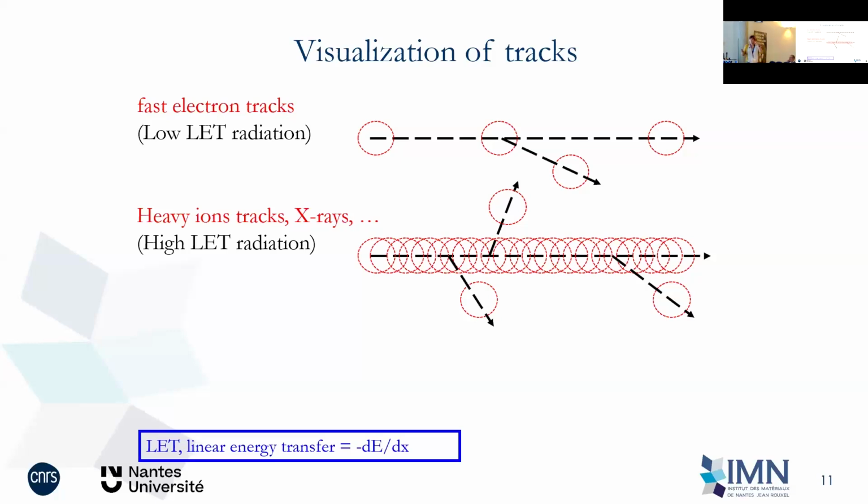Okay, so there are two different types of radiation when it comes to this behavior. One is called low linear energy transfer radiation, and those are electrons. So electrons, what they do is this. They create these pockets of chemistry, and they are very well separated along the electron track.